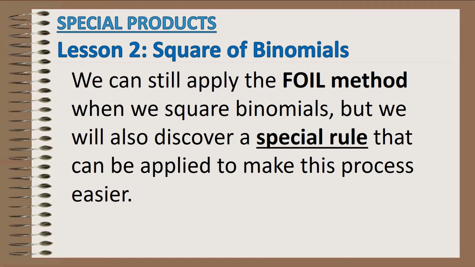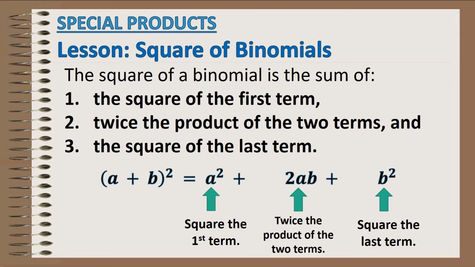We can still apply the FOIL method when we square binomials, but we will also discover a special rule that can be applied to make this process easier. The rule for square of binomials states that the square of a binomial is the sum of the square of the first terms, twice the product of the two terms, and the square of the last term.